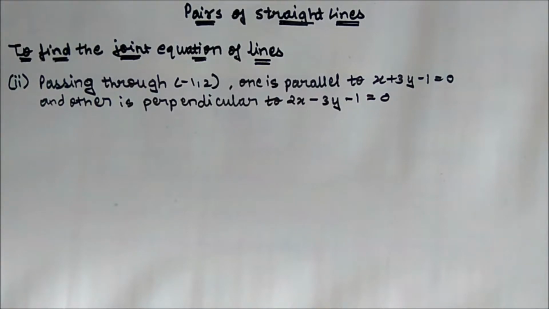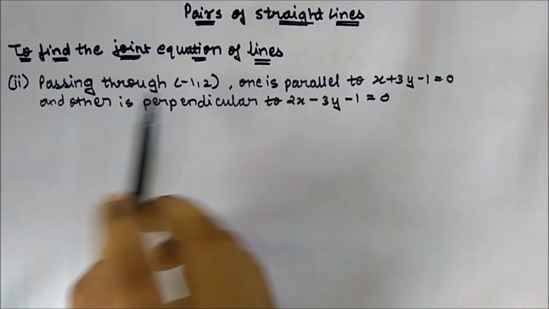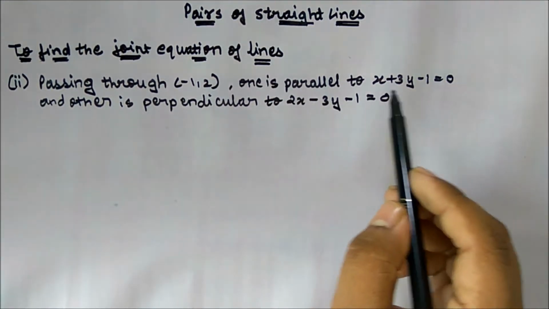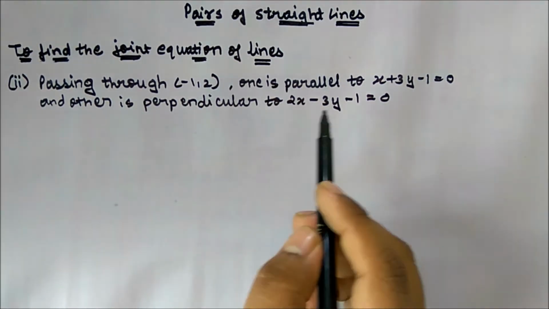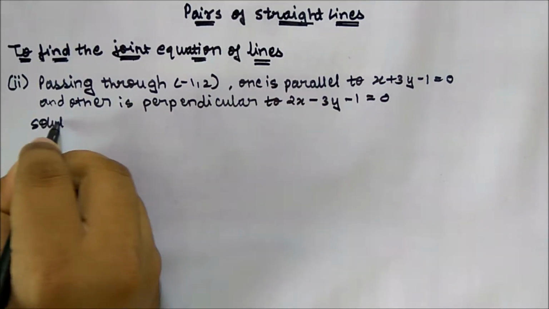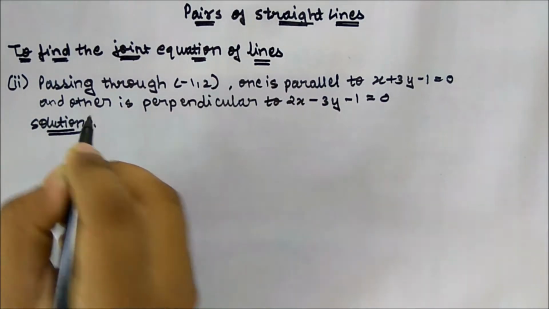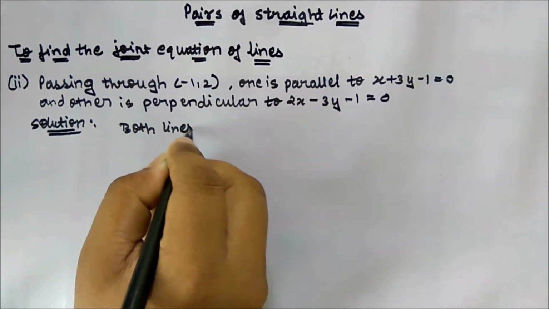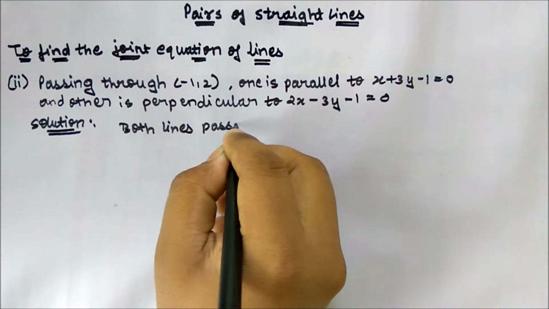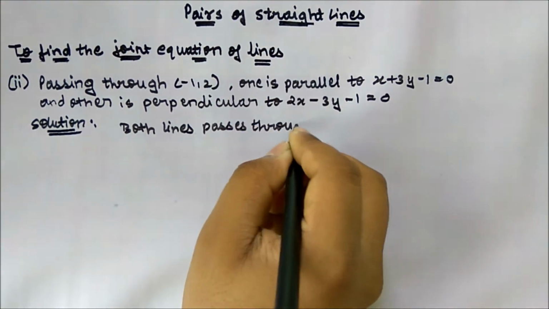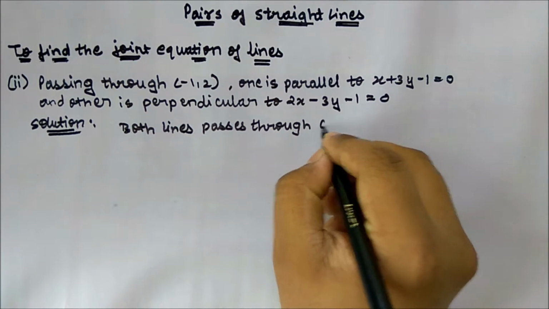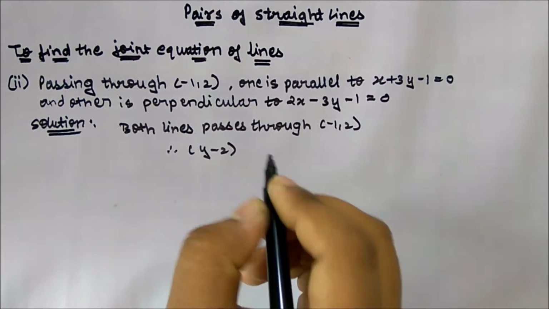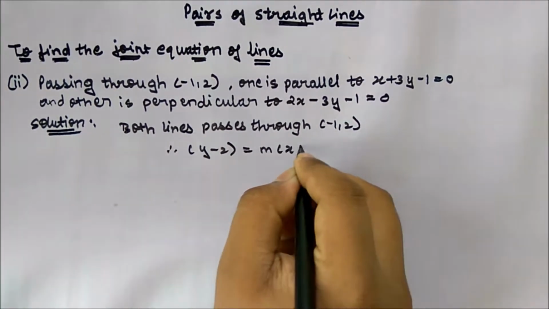Now let's have another example. In this example, we have been given that both the lines are passing through the point (minus 1, 2), and one is parallel to this line and the other is perpendicular to this line. So let's solve this question. Solution: as both the lines pass through (minus 1, 2), therefore y minus 2 equal to m(x plus 1).